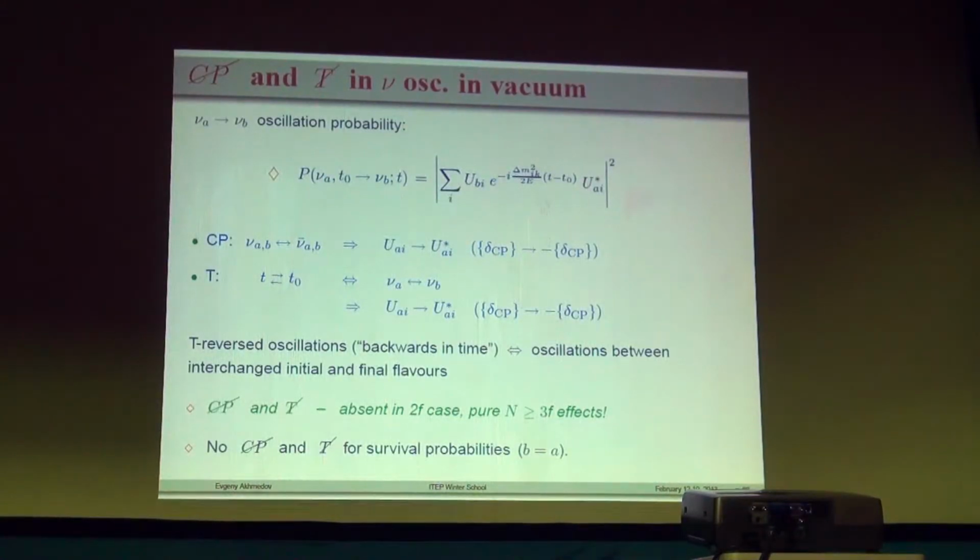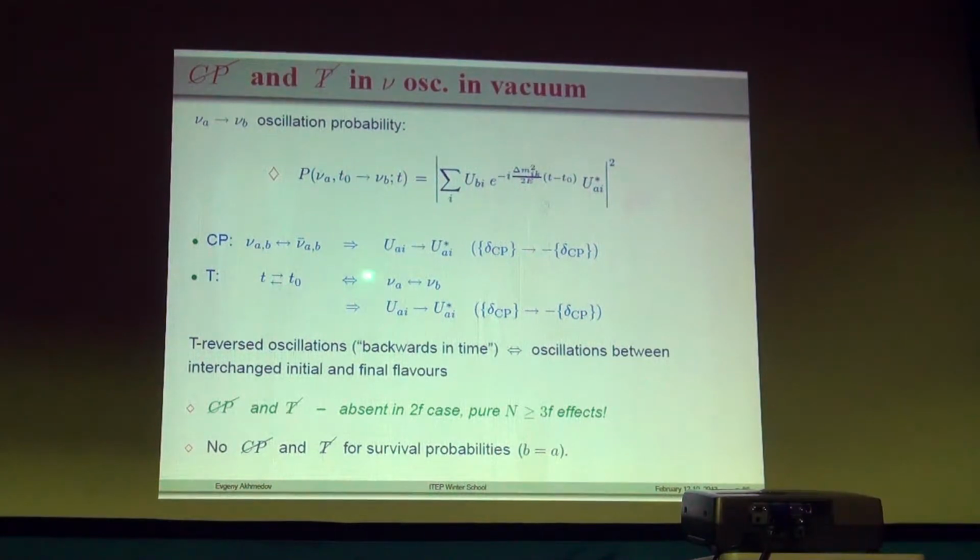Okay, now let us discuss what happens if we consider the properties of neutrino oscillation probabilities with respect to discrete symmetries, CP and T. I don't discuss C conjugation because we know that weak interactions are maximally C violating. So C transformation doesn't tell us anything. But CP is nearly a symmetry of the standard charged current weak interactions. So CP conjugation makes sense.